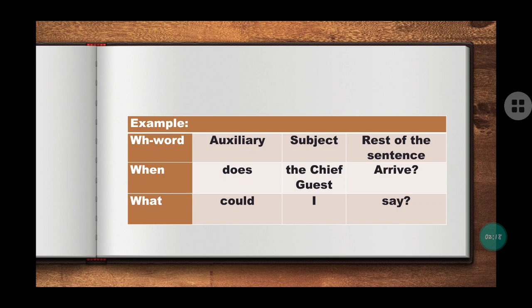For example, see, the WH word is when, auxiliary does, subject the chief guest, rest of the sentence arrive. So WH word plus the auxiliary plus the subject, the chief guest, plus the rest of the sentence. See the second example. The WH word what plus could, that is the auxiliary, plus the subject, that is I, and the rest of the sentence say. So this will be the structure of the WH question when you are framing it.